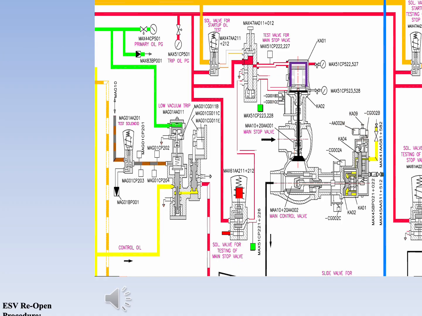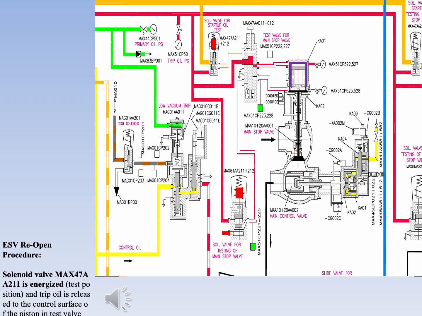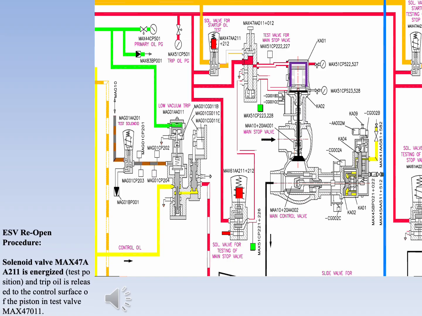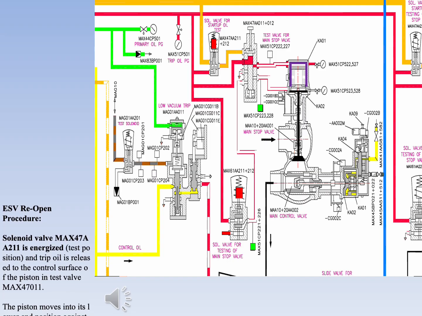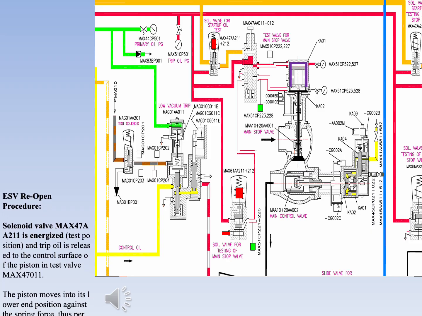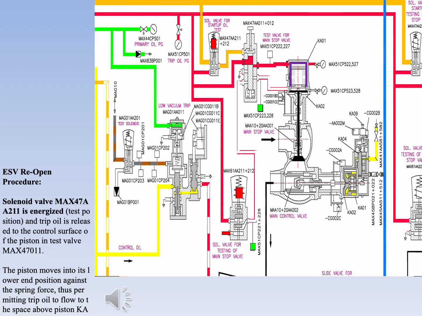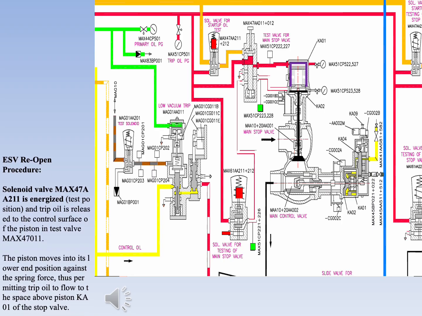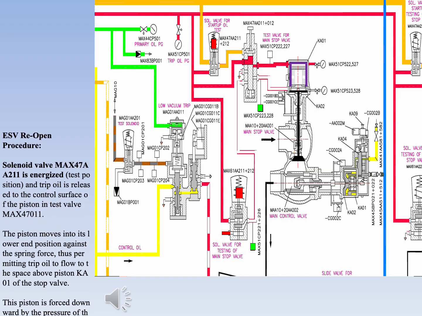ESV reopen procedure. Next, solenoid valve MAX47AA211 is energized, test position, and trip oil is released to the control surface of the piston in test valve MAX47011. The piston moves into its lower end position, against the spring force, thus permitting trip oil to flow to the space above piston KA01 of the stop valve.